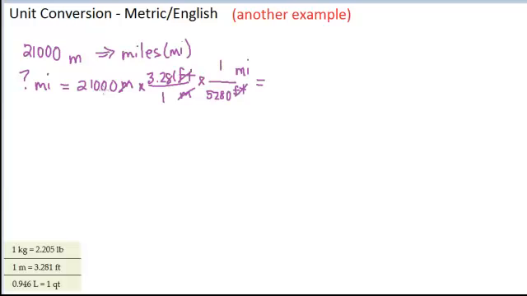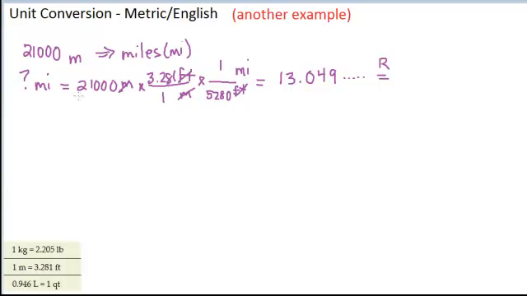Punching into my calculator, 21,000 times 3.281 divided by, because it's in the bottom, 5,280 equals. My calculator is going to display the answer to fill up the screen. I'm just going to stop writing digits, so it'll display 13.049 and some other digits before rounding, but I will round it to the appropriate number of sig figs.